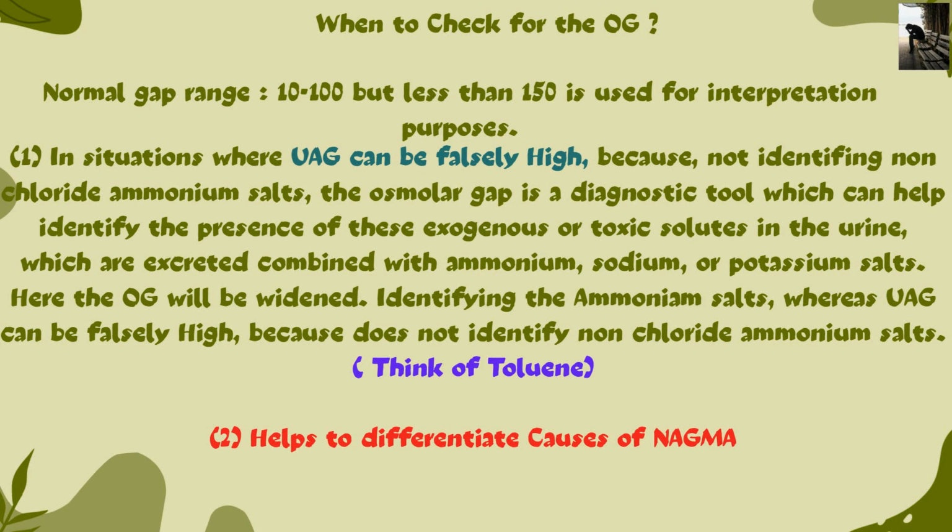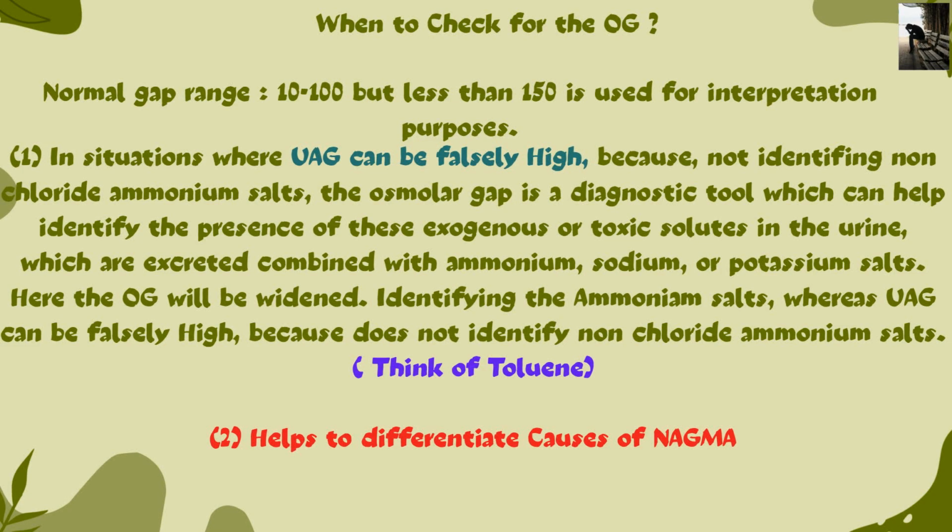However, those metabolites, that is hippuric acid and benzoic acid, are present in the urine, thus raising the urinary osmolar gap. You would also have a situation where the urinary anion gap would be inappropriately high in toluene intoxication. Thus, the urinary osmolar gap is beneficial in toluene intoxication. That's one. However, for me, the most important situation where the urinary osmolar gap comes in handy is to differentiate the causes of NAGMA. How so?